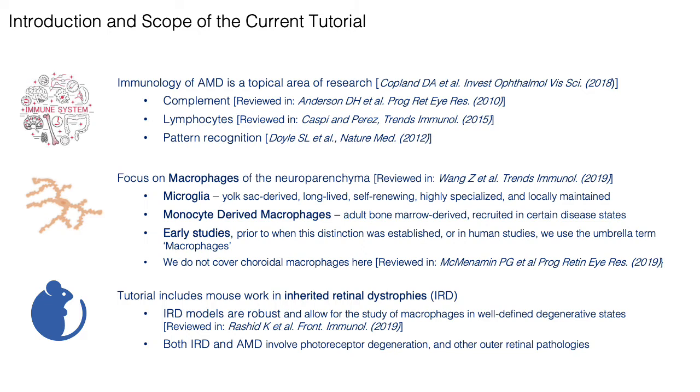The other thing I'll mention is that we quite often include information about mouse work in inherited retinal dystrophies, as these models are quite robust, and of course they allow us to study macrophages in very well-defined degenerative states. And in addition, both IRD and AMD involve photoreceptor degeneration and outer retinal pathology, so there's quite a bit of homology between these two systems.